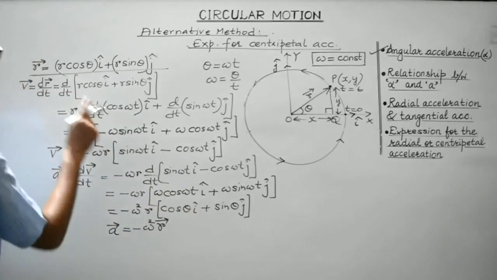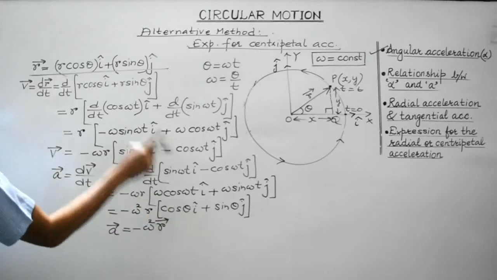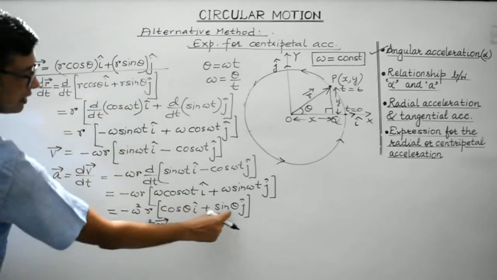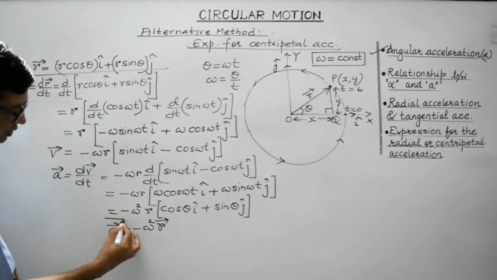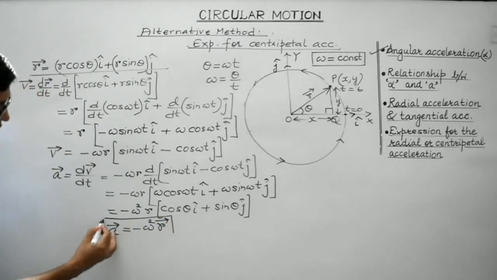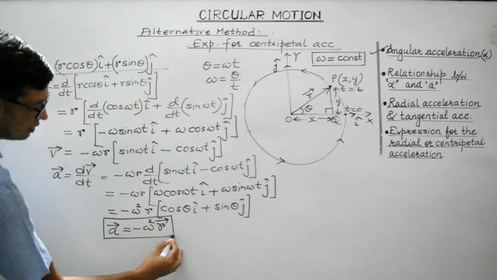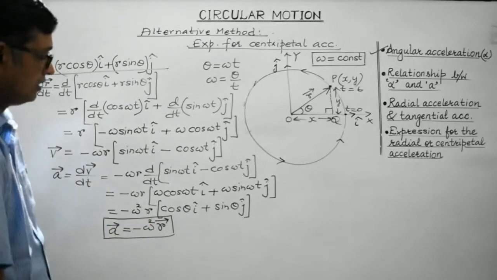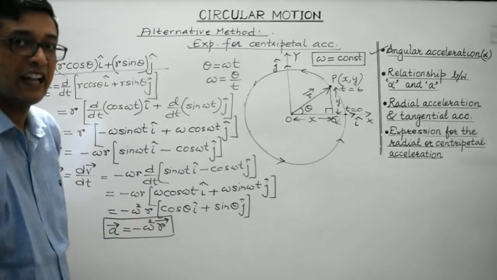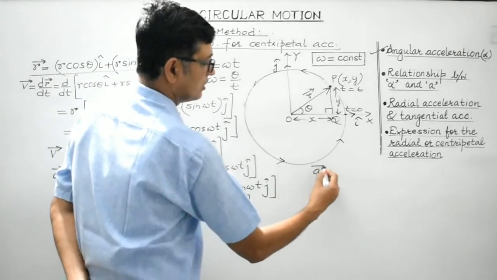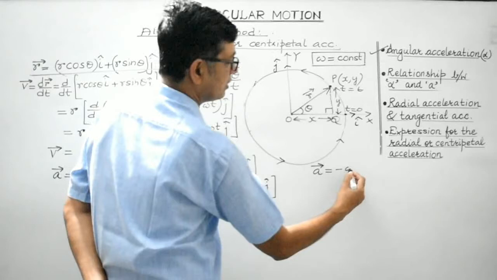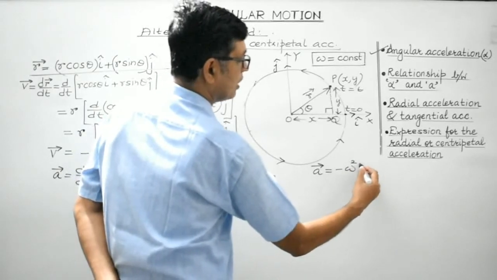R cos theta, look, r cos theta i cap plus r sin theta j cap can be written as r vector. So this is the relationship between the centripetal acceleration and the radius and the angular velocity. So let us discuss this statement. Centripetal acceleration is minus omega square r vector.